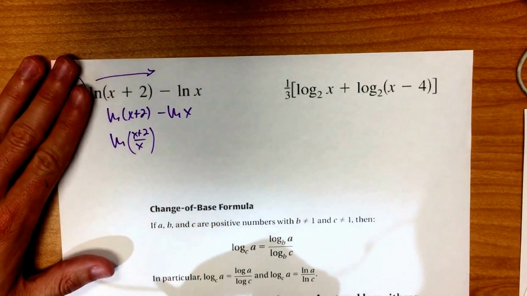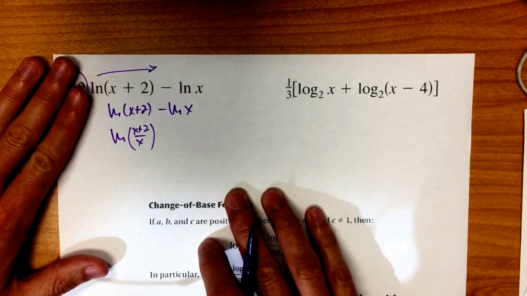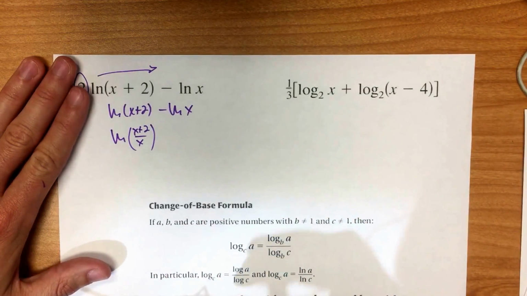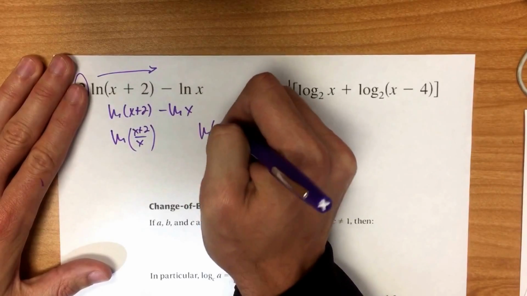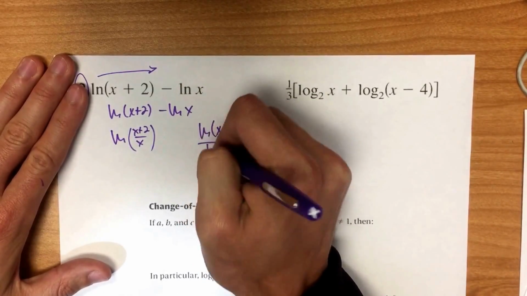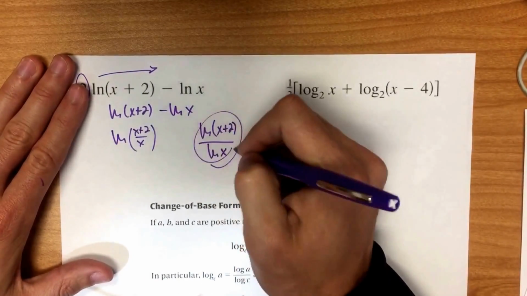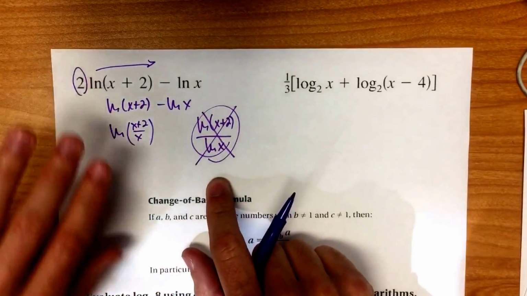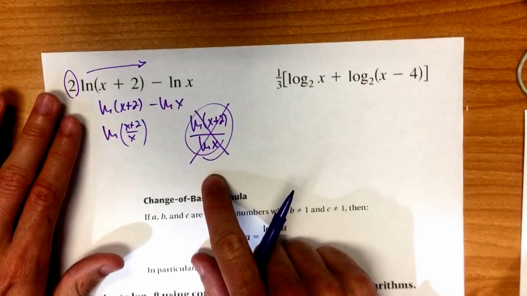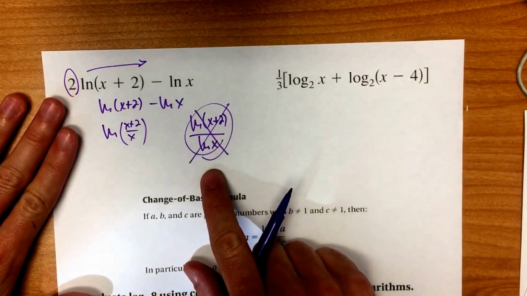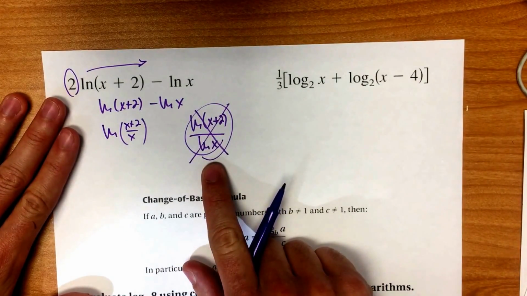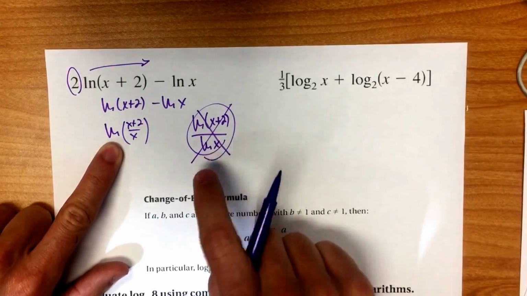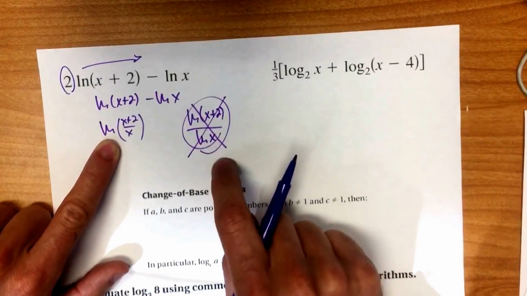Here's what students like to do a lot, and if you do this on your quiz or on your test, I'm going to take points off. So please make note of this. Number one, it is not natural log of x plus 2 divided by natural log of x. This is 100% incorrect. Don't do this. I understand what you think that it means. The problem is it doesn't mean what you think it means. This means something completely different than what I wrote over here. Don't do this one. If you do this on your test, I'm going to take points off for it.